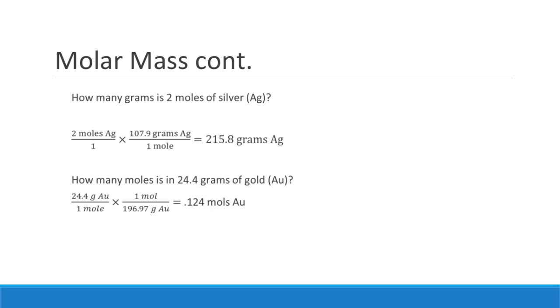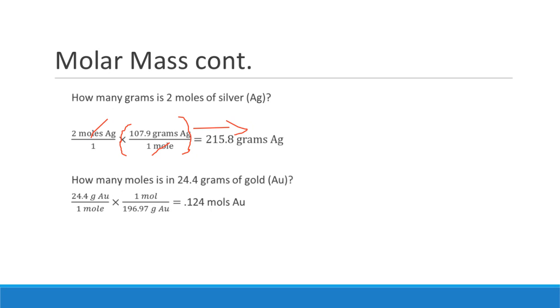So I would use the conversion factor of 107.9 grams Ag, or silver, in order to take what I have crosses out, what I want moves forward. I have 215.8 grams of silver. Sounds much better to me. A, it's a larger number, but B, it's also something you could tell someone, like at a pawn shop or wherever you need to go.